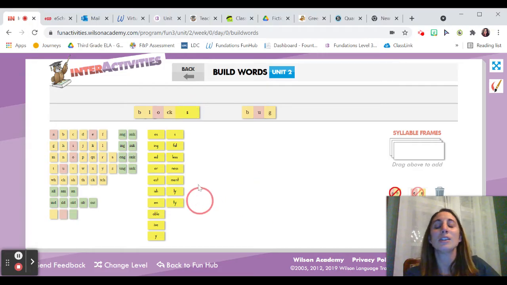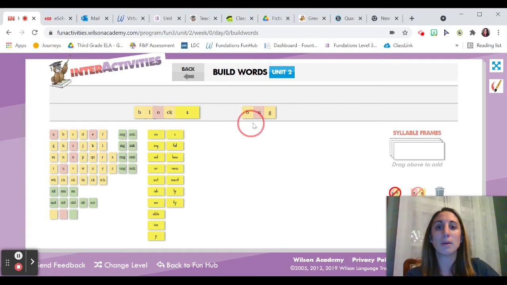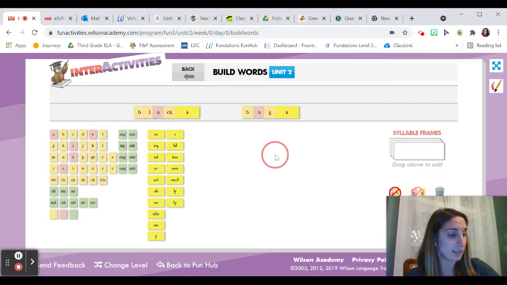There, that looks good. So block is what we called our base word. And this S is called our suffix. Same with bug. Right now it's singular. To make it plural, we're going to use our S suffix to make it bugs. And again, bug is called our what? Base word. And S is called our suffix. Very good. The suffix S makes the words plural. This means there's now more than one block and more than one bug.